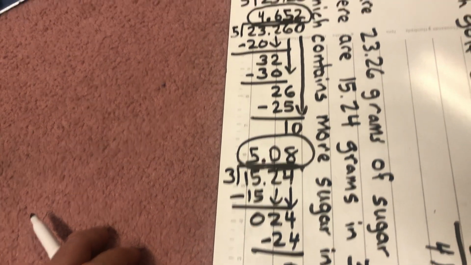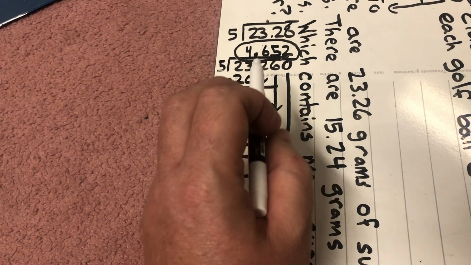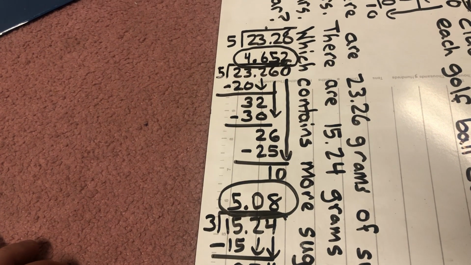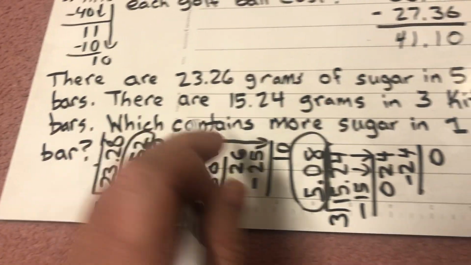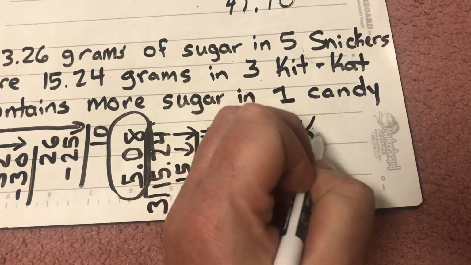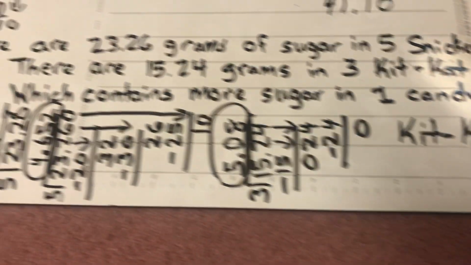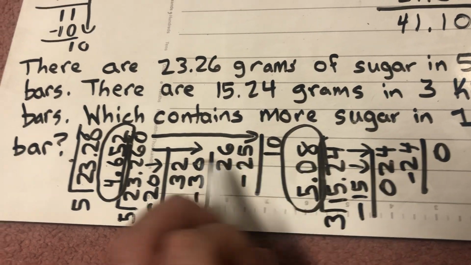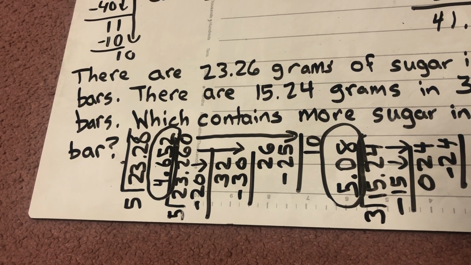So that tells me that if there's 5 8/100 grams of sugar in one Kit Kat bar, 4 652 thousandths grams of sugar in one Snickers bar, when it asks which contains more sugar in one candy bar, that's going to be the Kit Kat, because that had 5 8/100 as opposed to 4 652 thousandths.